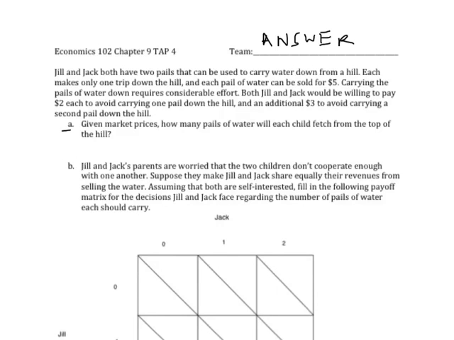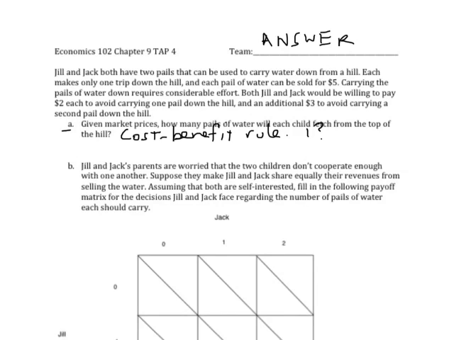Given market prices, how many pails of water will each child fetch from the top of the hill? Well, there we're just going to apply the cost-benefit rule. And each pail is worth $5. Would you bring the first one down the hill? And these kids are acting individually.